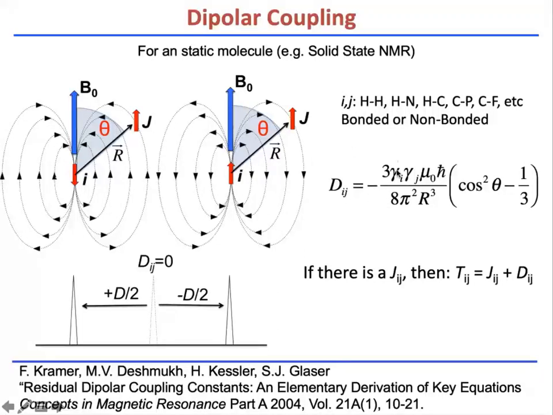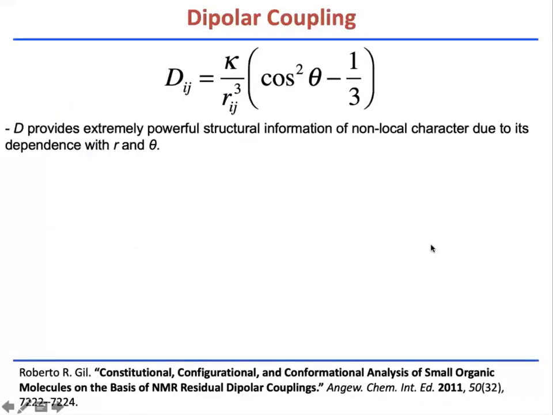That interaction depends on the product of the gammas, gamma I and gamma J, and also on 1 over the distance between them to the cube. And the most important part is that it also depends on the angle between the internuclear vector and the magnetic field. If there is a J involved in the interaction, then this splitting is going to change into a total coupling, that is J, the scalar coupling, plus D, the dipolar coupling.